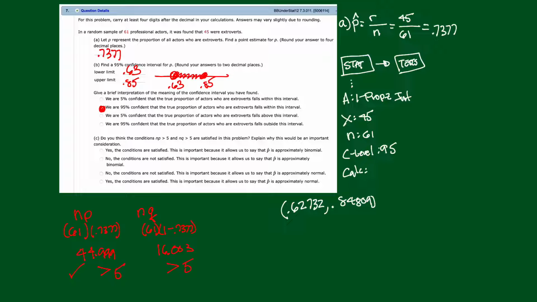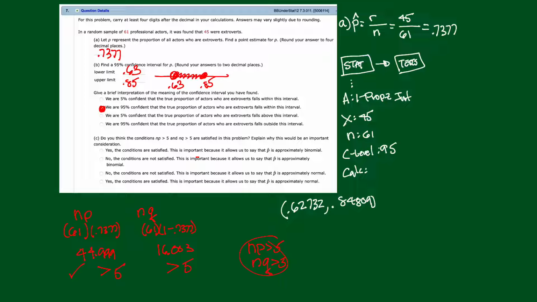You know, when we found this confidence interval up here, we used the z distribution, right? What did we use over here? We went to a z interval. So that's a normal distribution. Now, the only way we can use a normal distribution in proportions is if n times p is greater than 5, n times q greater than 5. So do you think the conditions are satisfied? Yes. Explain why this would be an important consideration. Well, it's important because it allows us to use the normal distribution.